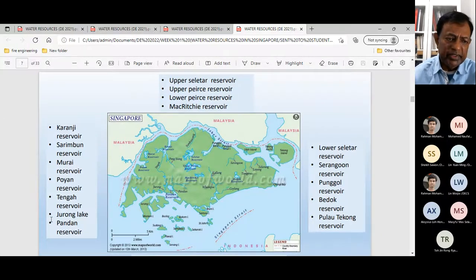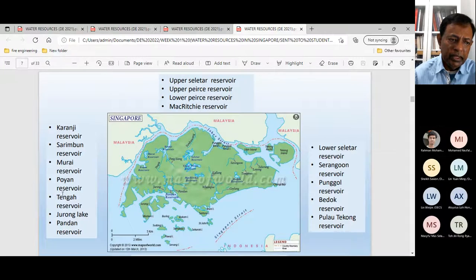So these are on the western side, which means on this side of it. On the west side of Singapore, there are altogether seven reservoirs which have been constructed. All these are relatively small reservoirs like Poen, Jurong Lake, Pandan Reservoir, all these are very small reservoirs, but because of the limitations Singapore is facing, these efforts at least in a way permit PUB to collect water for drinking purposes.